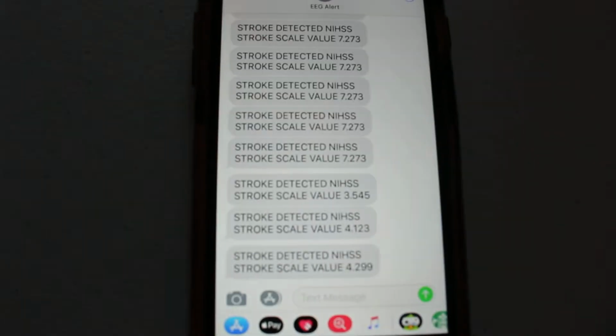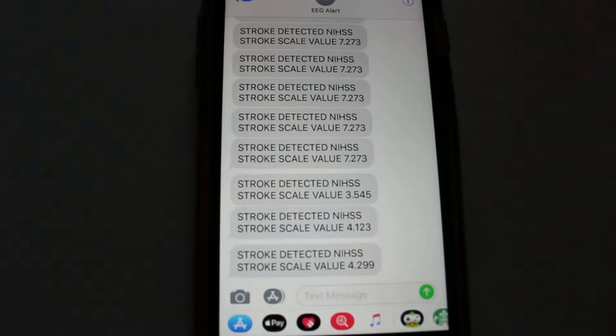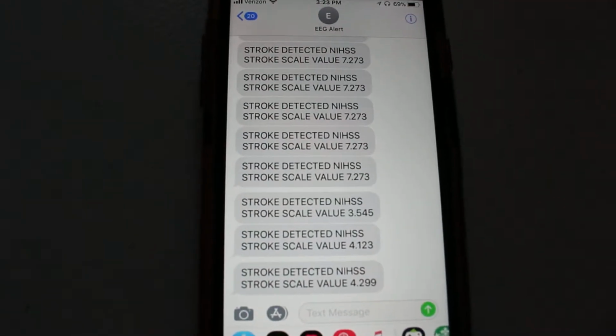And we have it set up so that the caretaker will receive a text message indicating that the person they are taking care of has had a stroke, and it shows the value and the intensity of the stroke. The intensity is based off of the National Institute of Health stroke scale. It's a scale from 1 to 44, and the higher the number obviously means a stroke with a higher intensity.